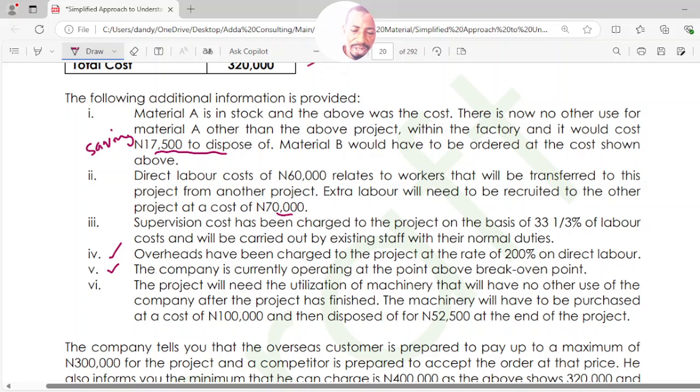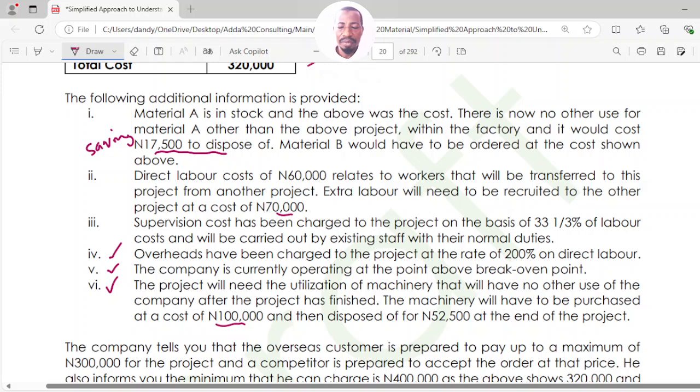Then number 6, you are told that the project will need the utilization of machinery that will have no other use to the company after the project has finished. The machinery will have to be purchased at a cost of 100,000 naira. So this 100,000 naira is an additional cost to the company, and then disposed of for 52,500 at the end of the project. As a result of this project, you are going to buy a machinery that costs 100,000 naira. That 100,000 naira is relevant. However, you are told that at the end of the project, the machinery will be disposed of at 52,500.